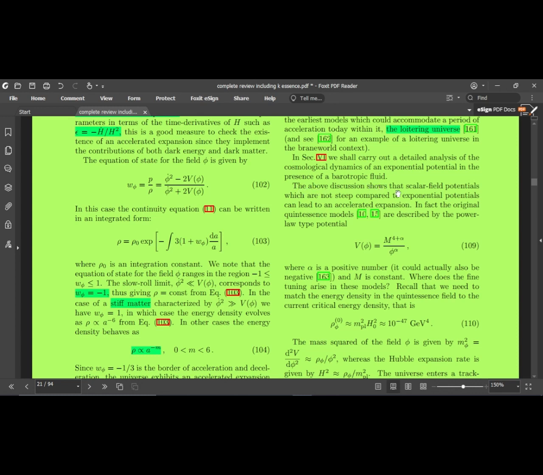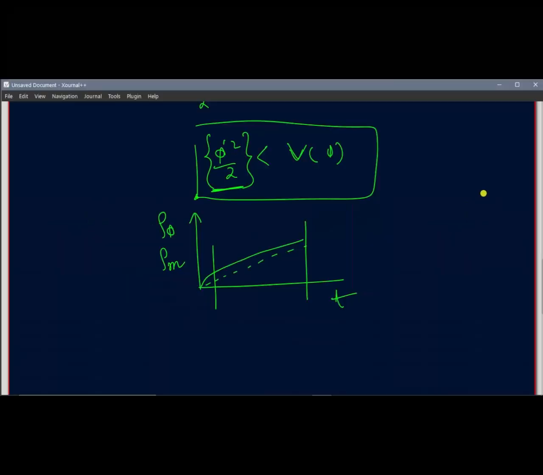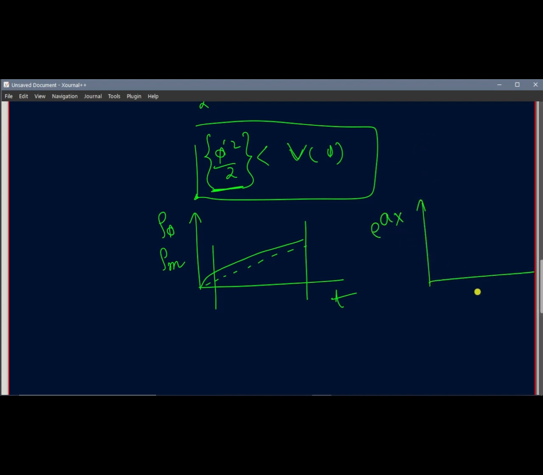The above discussion shows that scalar field potentials which are not steep compared to exponential potentials can lead to an accelerated expansion. What is so? It means that the exponential potential, e to the power ax or e to the power x, is basically increasing like this. So it is not too steep.